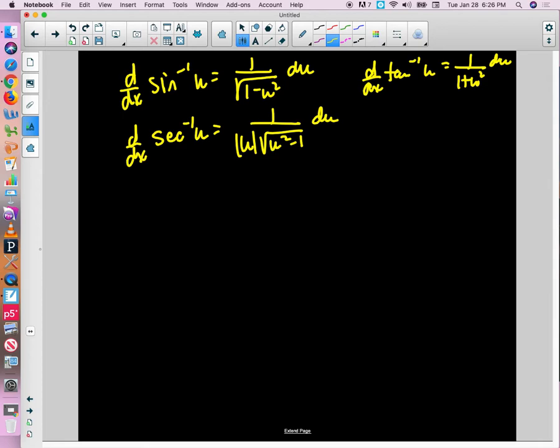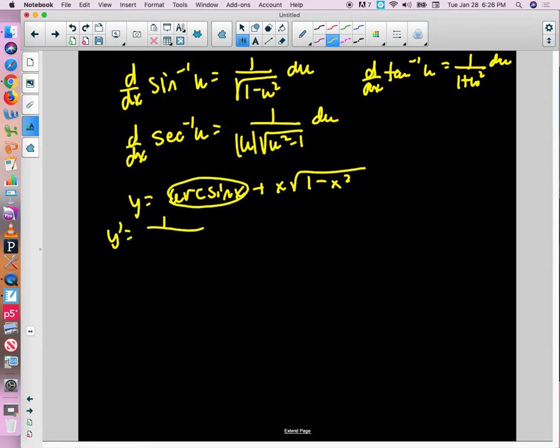All right, so looking at an example that I didn't get to do today, in the book, let's say I'm taking the derivative of y equals arc sine x plus x times the square root of 1 minus x squared. So I'm taking the derivative, and so I have a new thing here. The derivative of arc sine is 1 over the square root of 1 minus x squared, and the derivative of x is 1. Here I have a product rule: first, times derivative of the second.